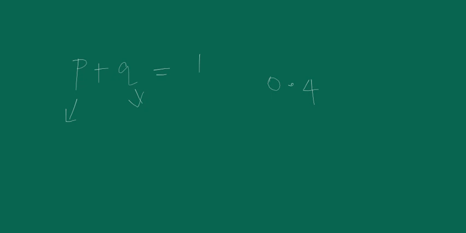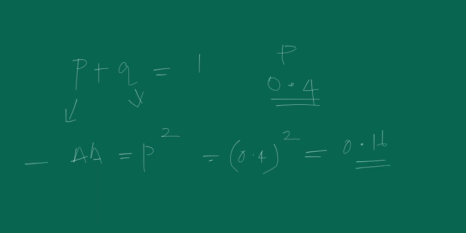Then the last question, the frequencies of the genotypes capital A capital A and capital A small a. Capital A capital A will be equal to p square. If p is 0.4, p square will be 0.4 the whole square. That will be 0.16. Okay, capital A capital A is 0.16.